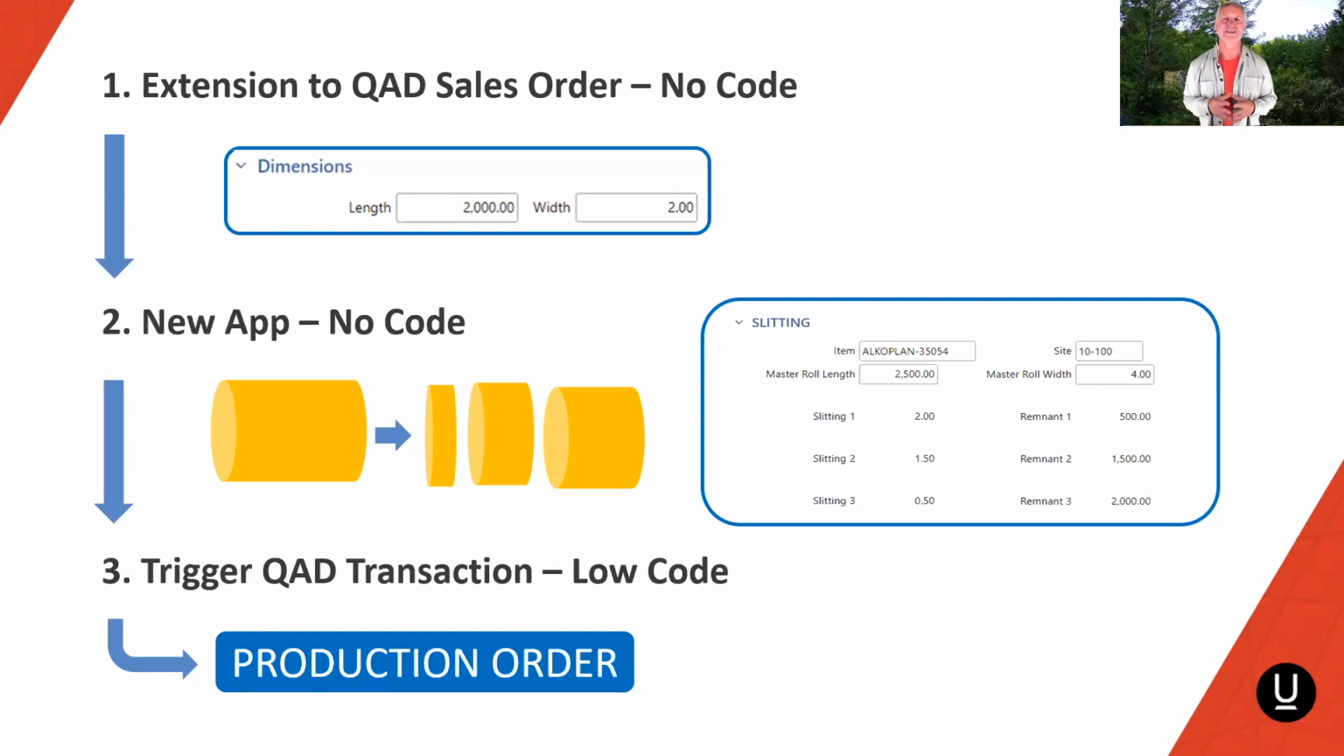So that's the benefit. This new app will show up in the menu, and you have access to this new transaction to get the slitting optimization. When you press the production order button, the system will create the standard production orders. That's the way we create any new transaction, new app in QAD.